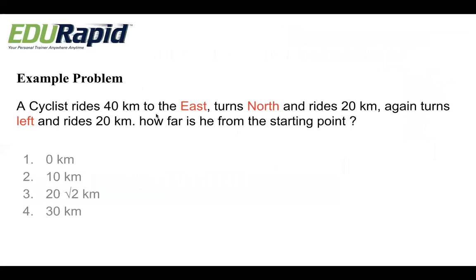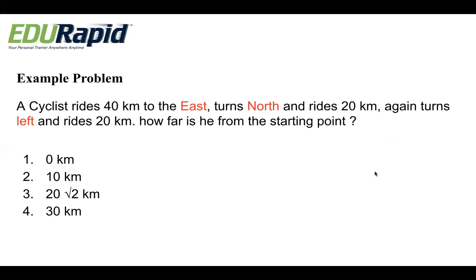Let's look at another problem. A cyclist rides 40 kilometers to the east. So somebody is riding a cycle 40 kilometers towards east. That means he is riding towards the direction where the sun rises, and turns north. See, this is straightforward. It's not saying to turn left or right. It is saying turn north. So from east, in order to turn north, you need to make a left turn and ride. And he rides 20 kilometers. Again turns left and rides 20 kilometers.